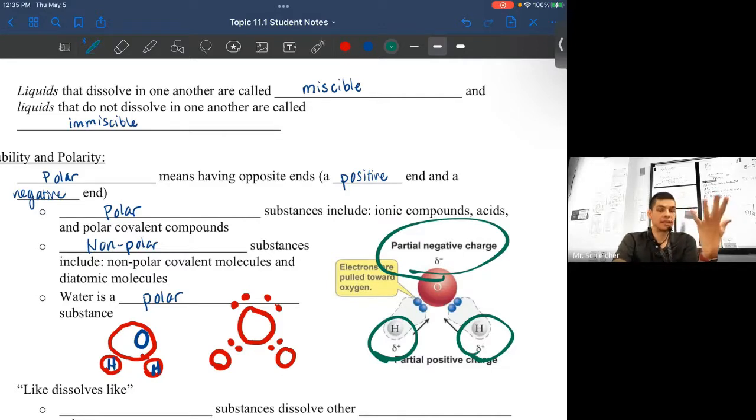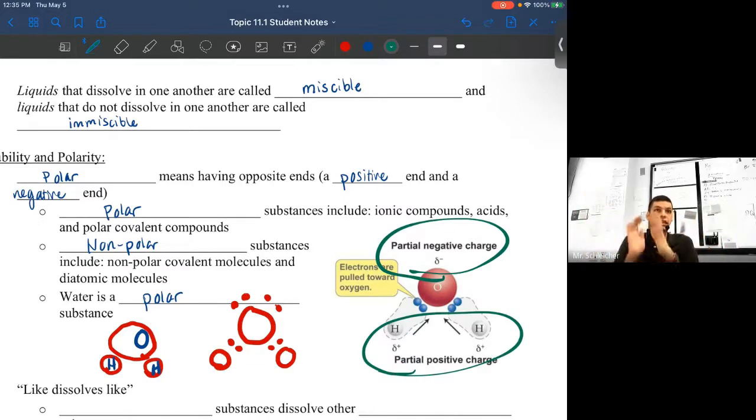Because you have a lack of something negative, now you are partially positive. So the side of the water molecule with hydrogen on it is partially positive. So every single water molecule has a partially positive side and a partially negative side, making it polar, making them like little mini magnets.